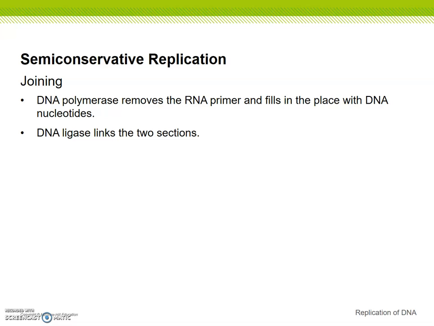Okay, the next step we're going to look at is the joining step. DNA polymerase removes the RNA primer and fills in the place with DNA nucleotides. And then we have a thing called DNA ligase, which links the two sections together. Remember the last slide we talked about sometimes it's discontinuous. So this DNA ligase gets in there and hooks them together to make the long strand of DNA that's required.